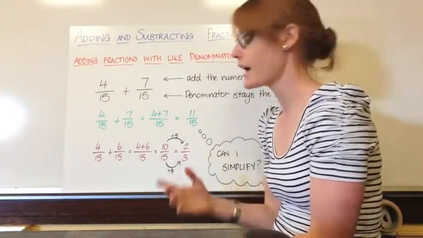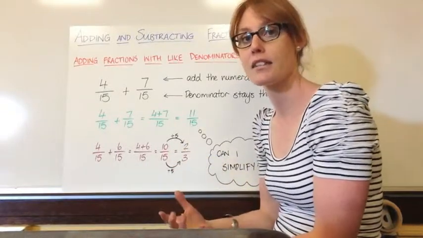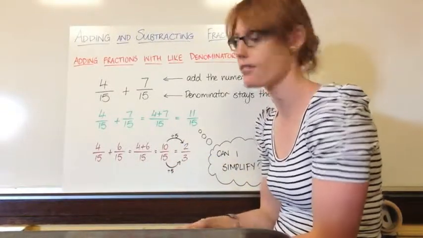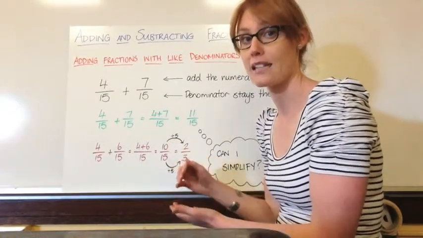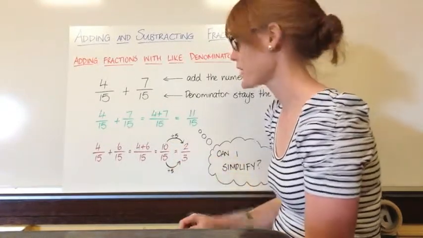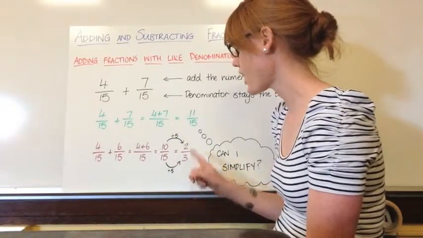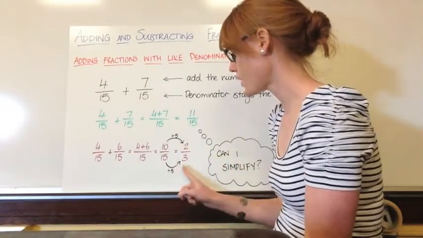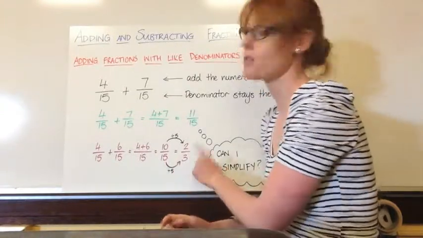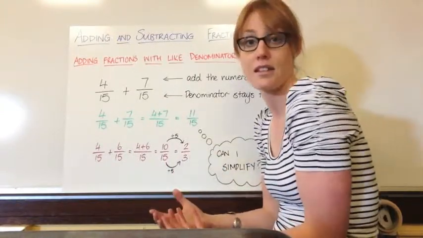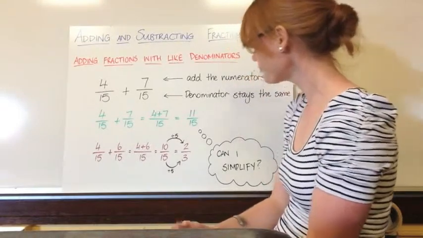Now automatically I can look at 10 and 15 and recognize that they have a greatest common factor of 5. So what I do to simplify is divide the numerator and denominator by the greatest common factor. So 10 divided by 5 is 2, and 15 divided by 5 is 3. So 10/15 is equal to 2/3. That's in its simplest form.